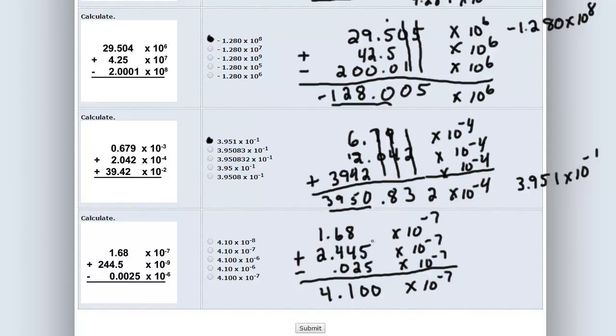So now when I want to talk about the correct way to represent this number, notice that they do not all have to the thousandths place, but they do all have to the hundredths. So I have to express this number to the hundredths. So my answer is going to be 4.10 times 10 to the -7. That's going to be the answer.